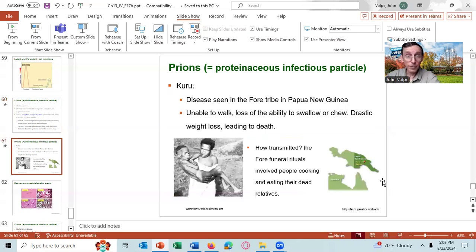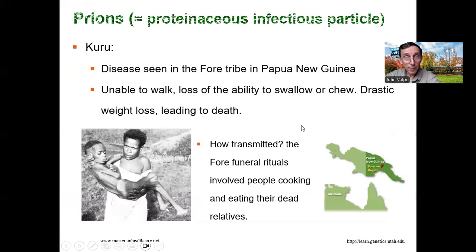All right, let's talk about Kuru. This disease was seen in the Fore tribe in Papua New Guinea. There's Papua New Guinea, and the red is where the Fore tribe is. When the patient became sick, they became unable to walk. There was the loss of the ability to swallow or chew, drastic weight loss, and it led to death. How was it transmitted? In the Fore tribe, they had an unusual funeral ritual where people, when they died, were cooked, and then their body was eaten by their relatives. So the dead were actually eaten by the relatives.